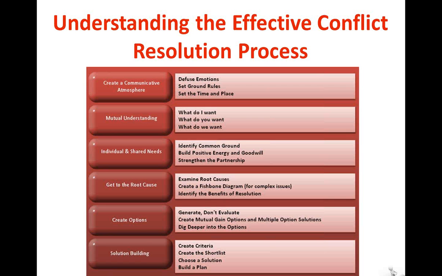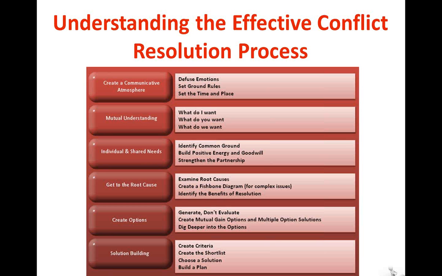Then as part of negotiation we need to determine what both parties want, what I want as the leader, what you want as the team member, and to hopefully identify some common ground, and in so doing building positive energy to strengthen the partnership. We then need to examine the root cause for the conflict, and that may involve a 5 whys analysis, asking why 5 times, so that as we look at options we are in fact addressing the primal cause of the problem, and that will be elaborated shortly in another slide.